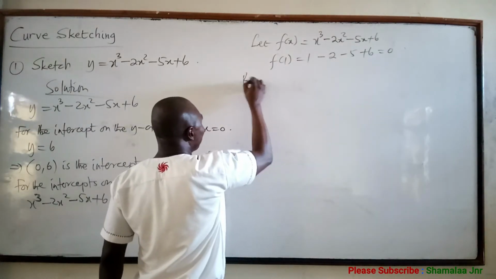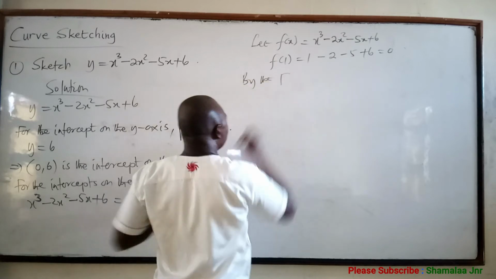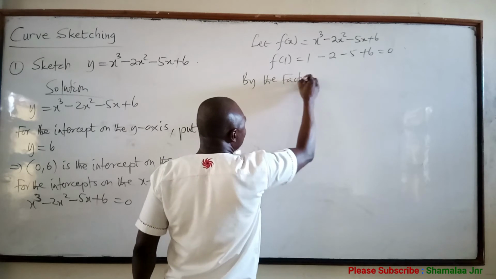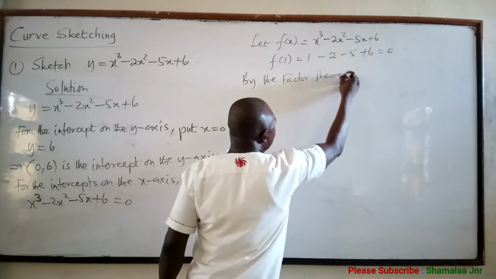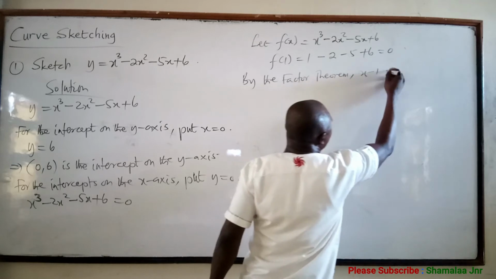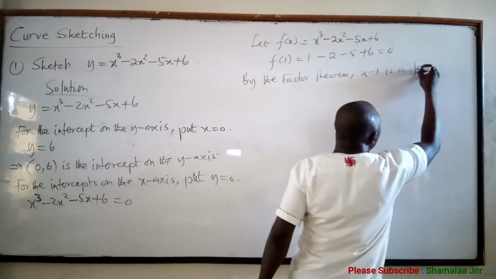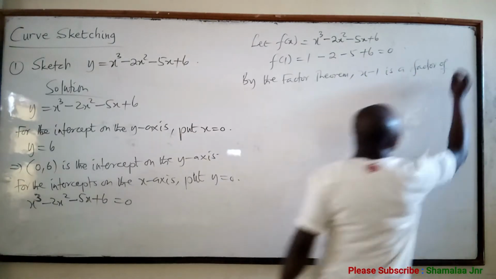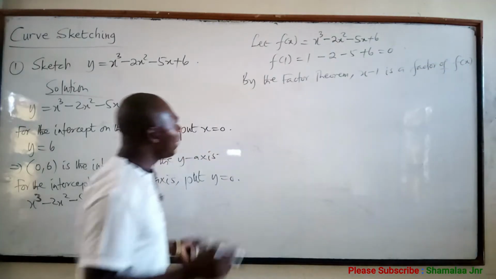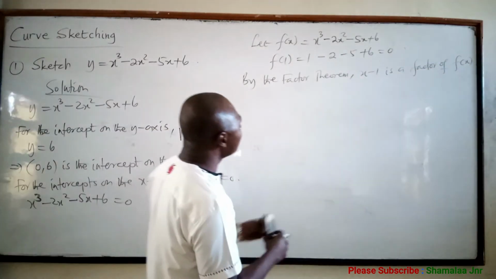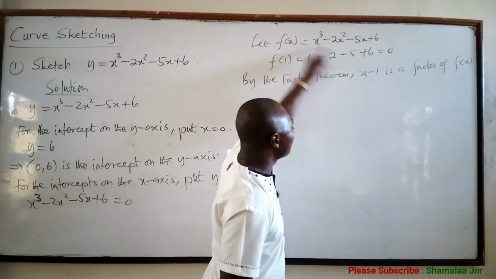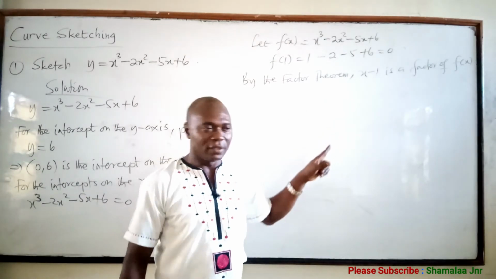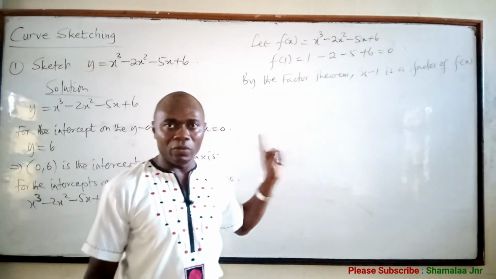So you can say by the factor theorem, x minus 1 is a factor of f of x. Now, if x minus 1 is a factor, then what this means is that you can decide to divide this one by x minus 1. Yes, viewers, I have a video on division of polynomials. So if you don't understand division of polynomials, you can go and watch that video.